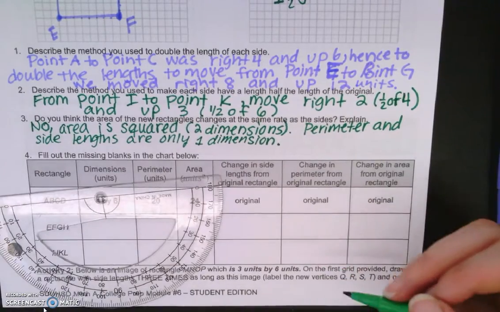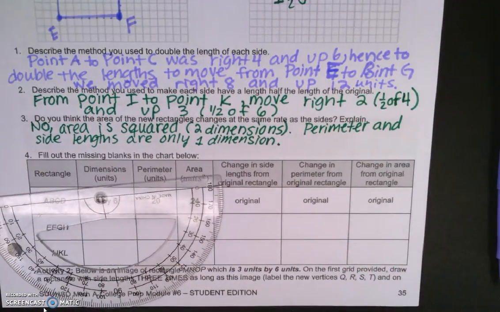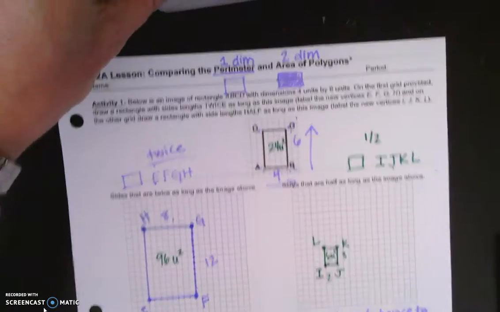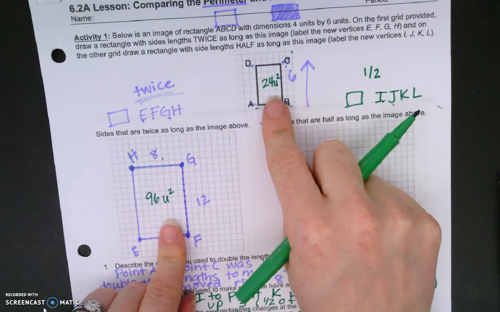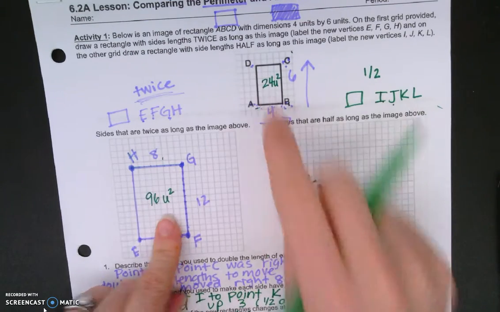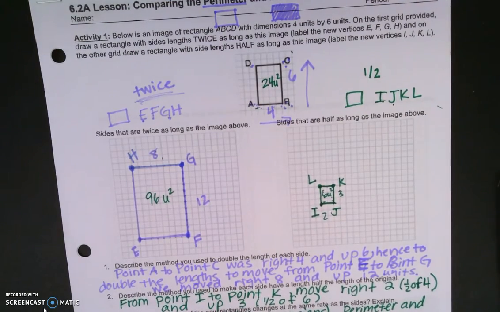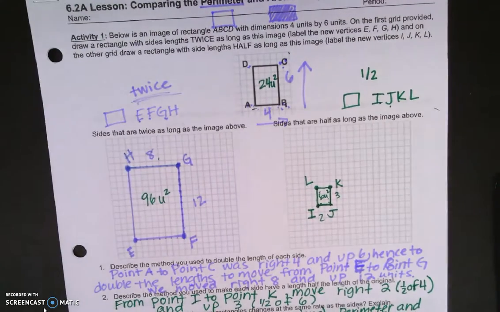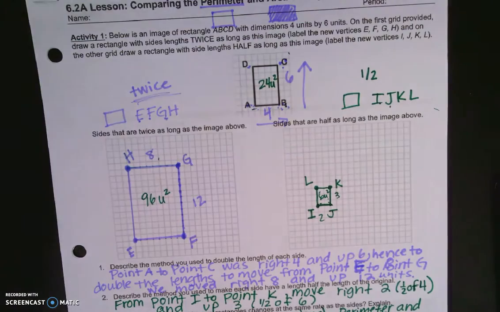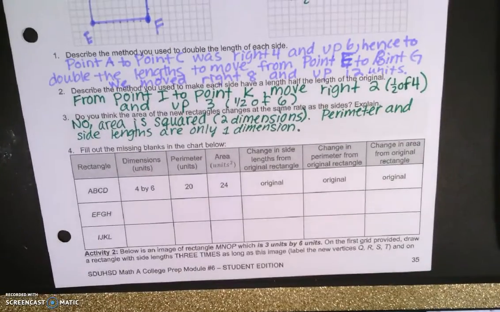So what do we think we notice happens when our side lengths are doubled, 6 to 12? What happened to our area? What do you multiply 24 by to get to 96? Well, we're going to answer that question by filling in the table below. So let's take a look.